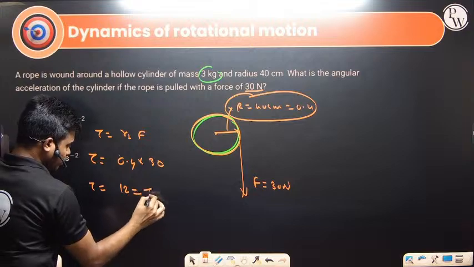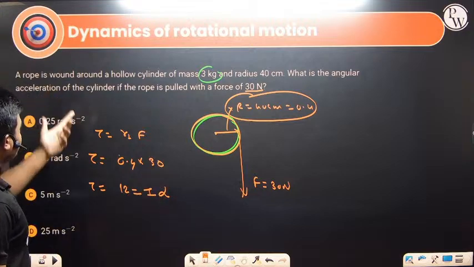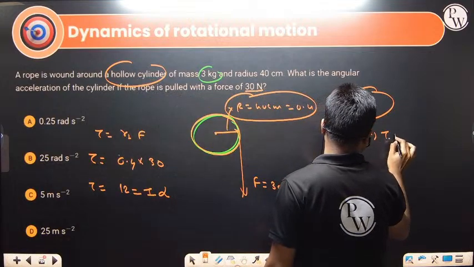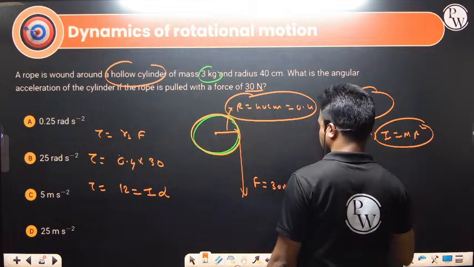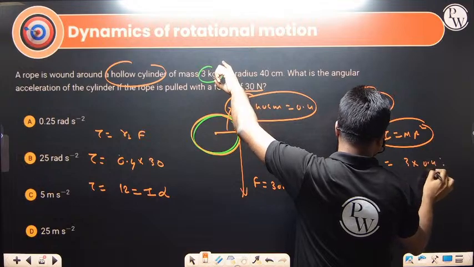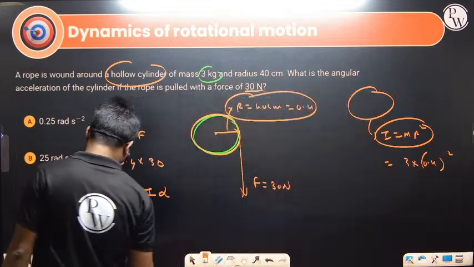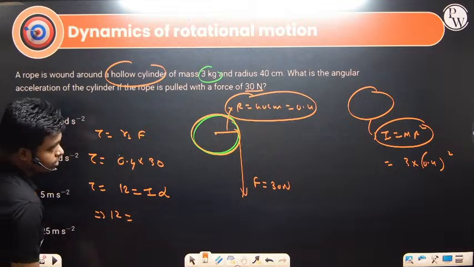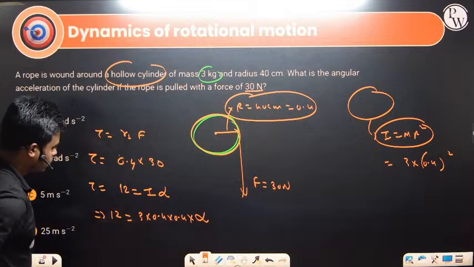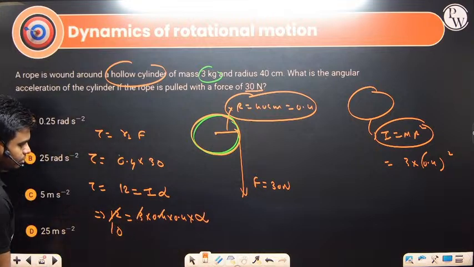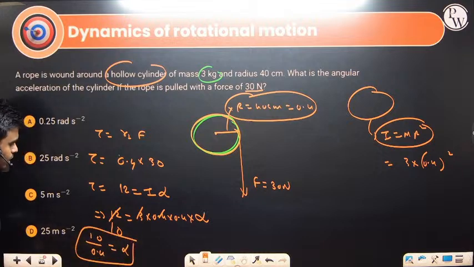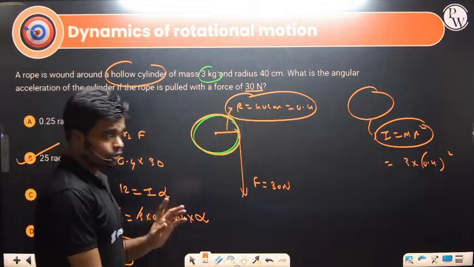That is 12. And what is 12? I into alpha. And what is I here? A hollow cylinder is similar to a ring. What is its moment of inertia? I is given as mr square. Mass is given as 3, into radius 0.4 square. Putting this value over here, 12 equals 3 into 0.4 into 0.4 into alpha. So 10 by 0.4 equals alpha. So 100 by 4, the answer is 25 radian per second square, because this one is alpha.